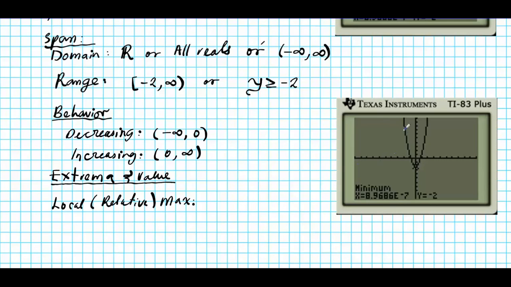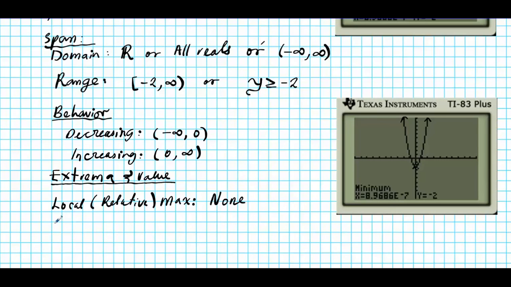Now in this graph, if you look at the end behavior, it goes up forever. So at the endpoints, we don't have a maximum. And if you take a look at the interior points, do you have any peaks in this graph? The answer is no, you only have a valley, which is right here. Okay, so what does that tell us? Concerning local or relative maxima, we have none.